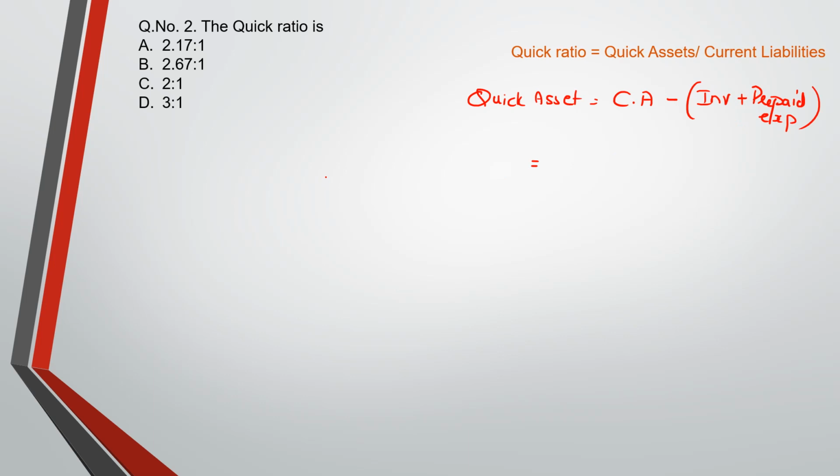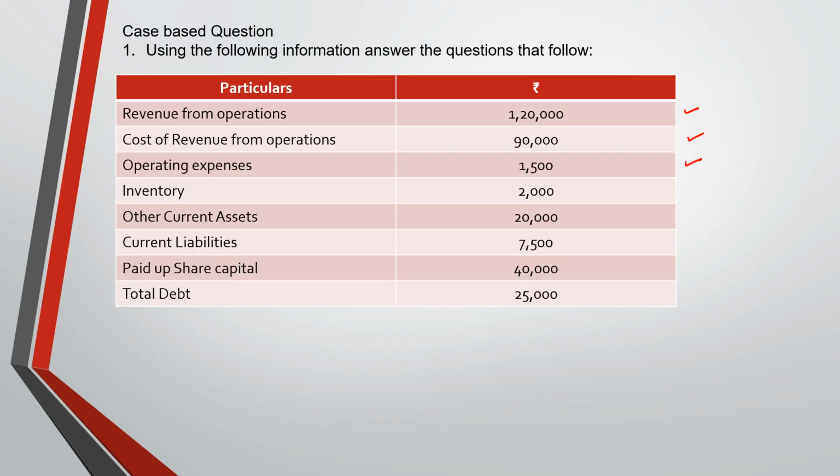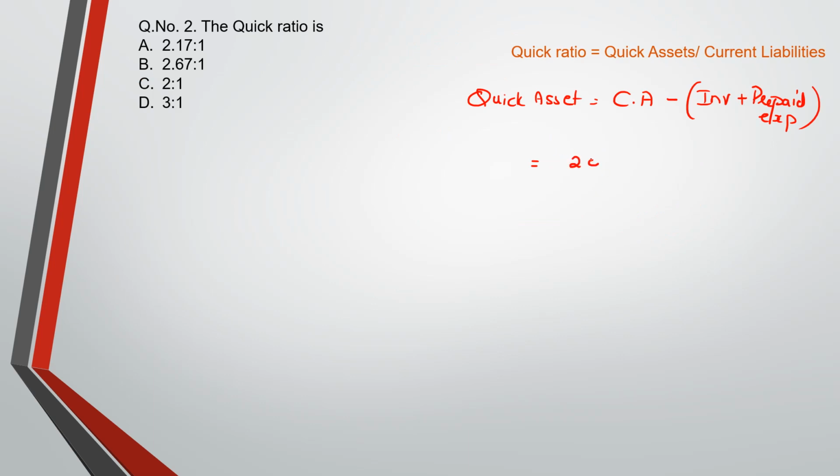So, now as per this, let us search for the quick asset detail here. If you see, they have given inventory and they have given other current asset. We know quick asset does not include inventory. So, the numerator for quick asset would be 20,000, and current liability, the denominator, is 7,500. So, write it here, 20,000 divided by 7,500. So, that would give you 2.67 is to 1. Therefore, the right answer is option B. 2.67 is to 1.